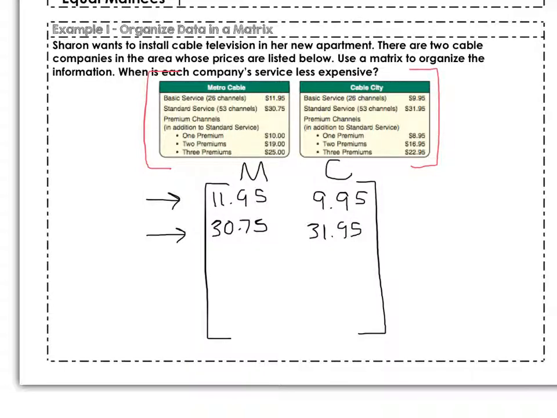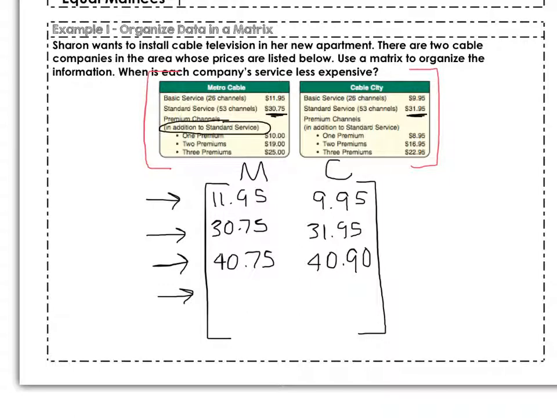Now here's where you actually need to read the data. It says premium channels in addition to standard services. So that tells me that I need to add whatever the amount was for standard services to that additional charge. For metro cable, I'm adding $10 to $30.75, giving me $40.75. And for cable city, I'm adding $8.95 to $31.95, and that's going to get me $40.90. Okay, so this row represents one premium.